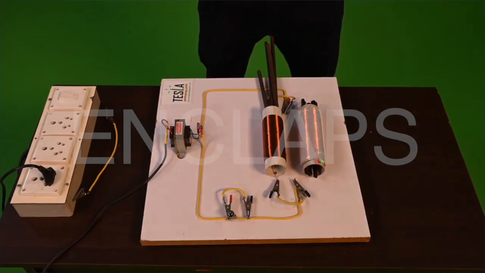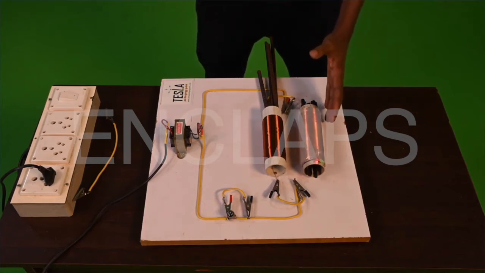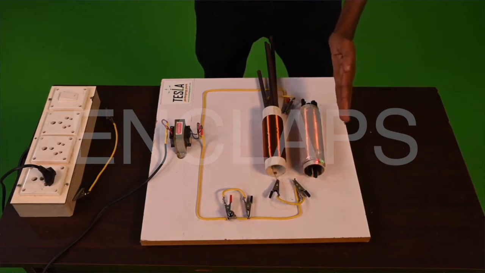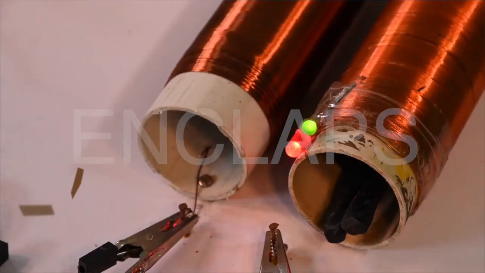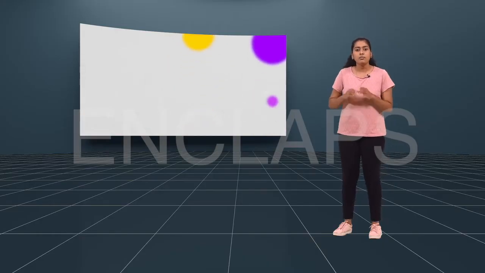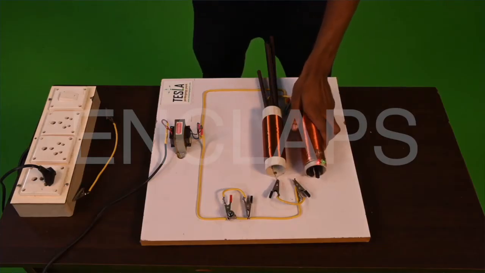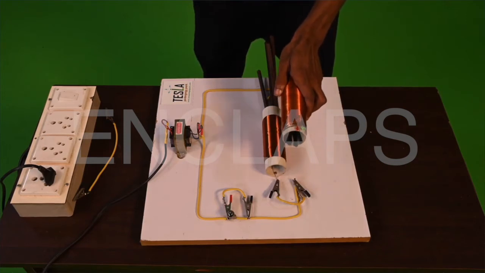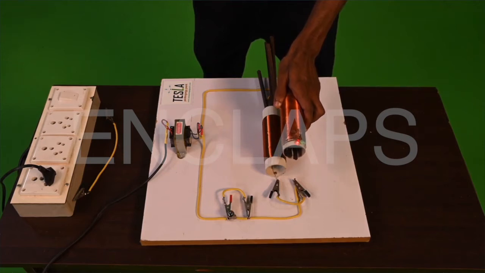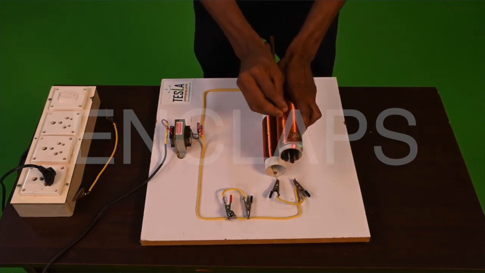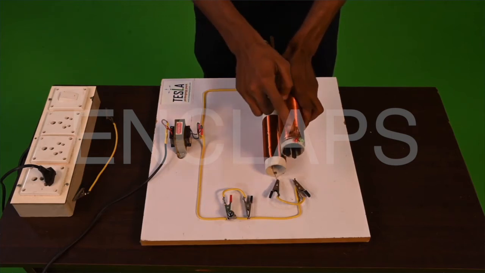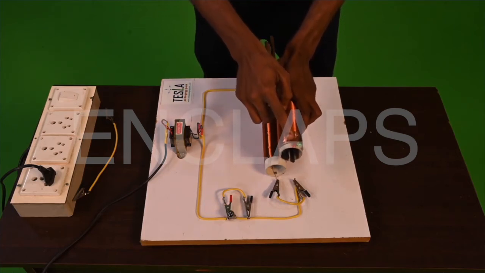Here you can see that there is no physical connection between the primary and the secondary coils. We are giving electricity only to the primary coil, but the LEDs in the secondary coil glow. This phenomenon is called mutual induction. Here you can observe that as the distance between the primary and secondary coil increases, the change of flux decreases. The amount of EMF induced also reduces and hence the intensity of LEDs decreases.